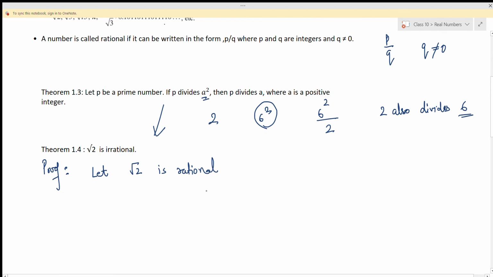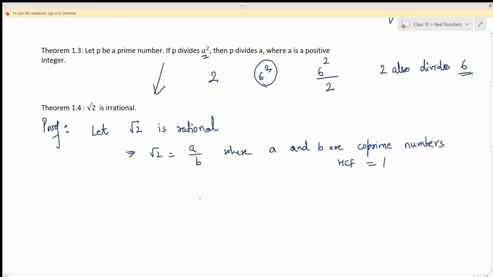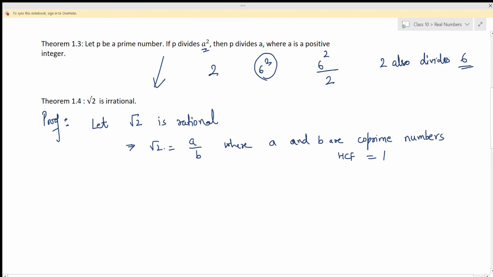Now as root 2 is rational, you can write it in the form of a by b, where a and b are co-prime numbers. What is the meaning of co-prime numbers? That their HCF, their highest common factor, is 1, meaning they do not have any common factor. So let's cross multiply it. So root 2 b is equal to a.